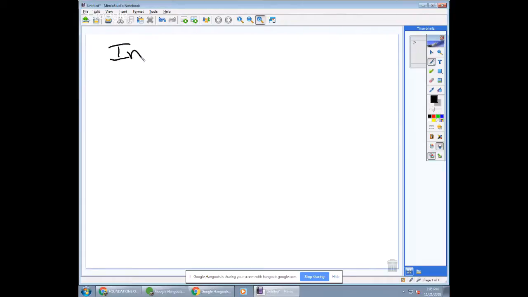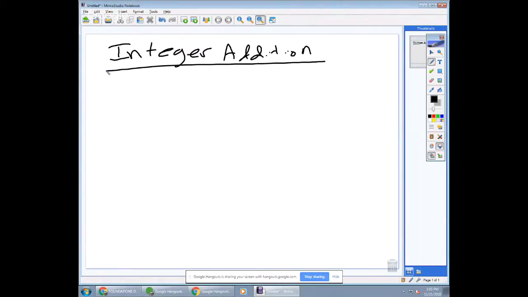So we're going to start off with integer addition. And so we need two things here. We need a model for integers and we need a model for addition. And we were playing with those chips yesterday.